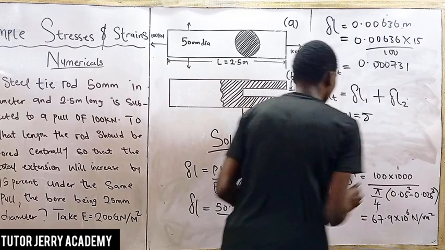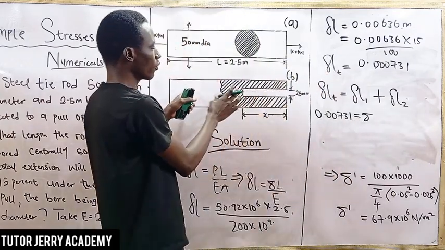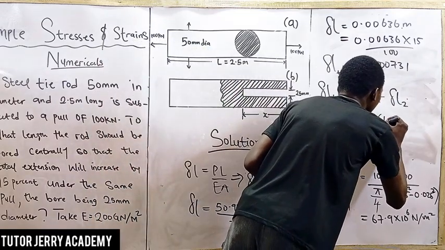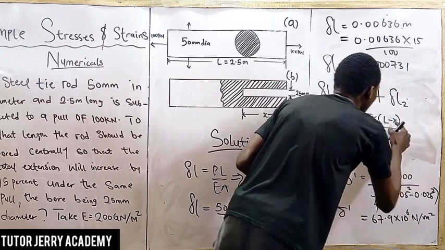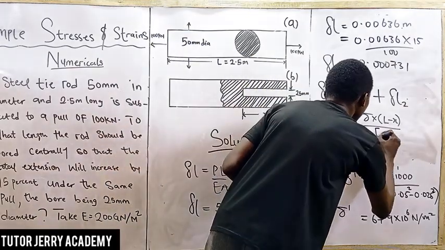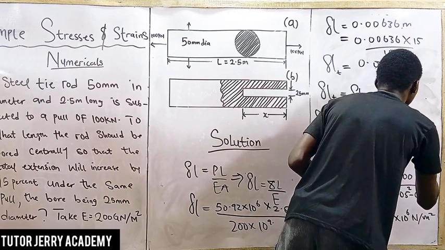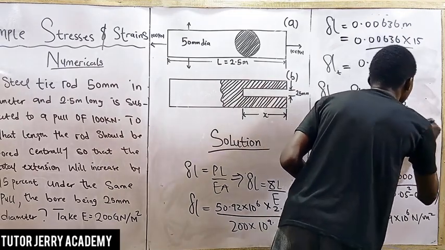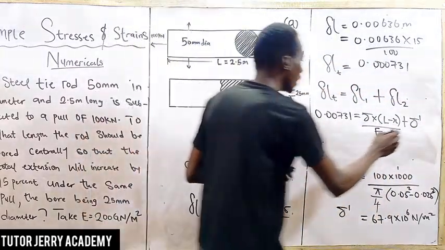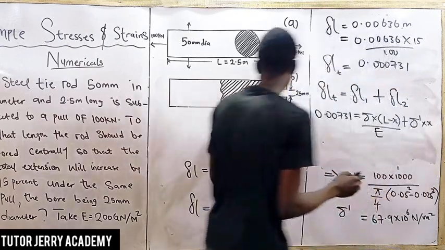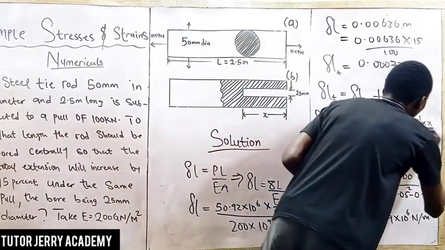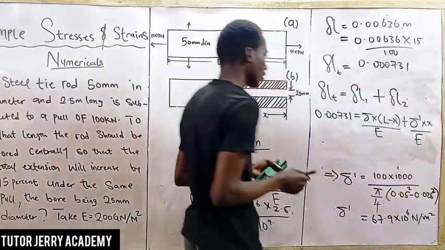What I'm going to be having is this. I'm going to be having sigma here, which is the stress of this section, multiplied by the length, taking out this unknown length of the reduced section, all over E, of course, plus sigma prime, that is the stress of the reduced section, multiplying just the length of the reduced section. Of course, we don't know the length, which is labeled x, all over E. So this is what I have.